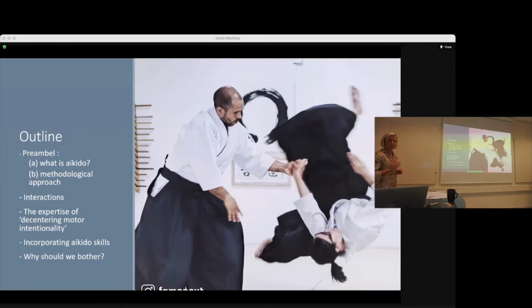Okay, let's remind of this. This is the line of argumentation. So I'll talk about interactions from a phenomenological perspective. I'll talk about expertise of decentering motor intentionality. That's connected to also the description of interaction. I'll talk about incorporating aikido skills. And then in the end, why should we bother? That's also concluding.